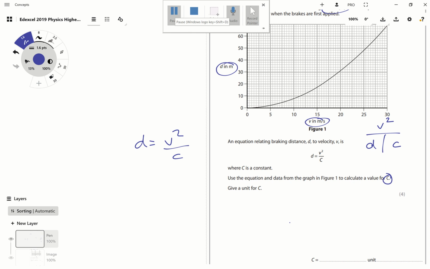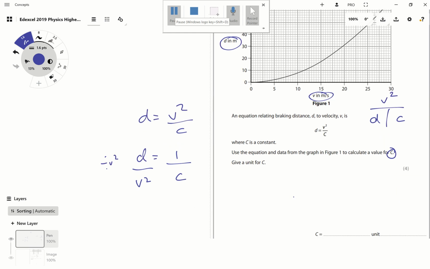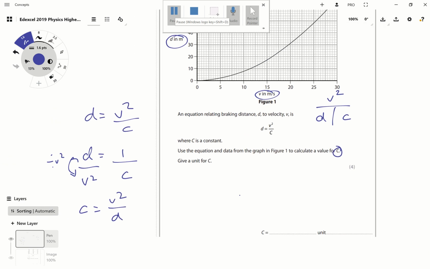So I want to get C on its own. If I divide both sides by V squared, I've got D over V squared equals 1 over C, because V squared divided by V squared is 1. I don't want 1 over C. I want C, so I can flip these two over. C equals V squared over D. You know, if I've got something divided, that's got to go on top. And then we're ready. We want C.